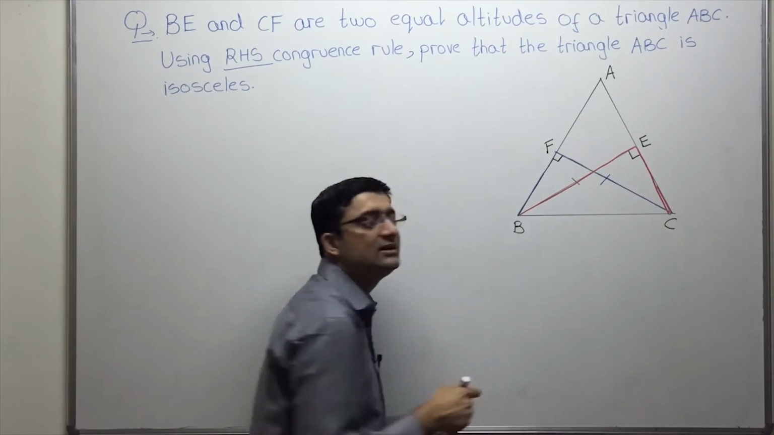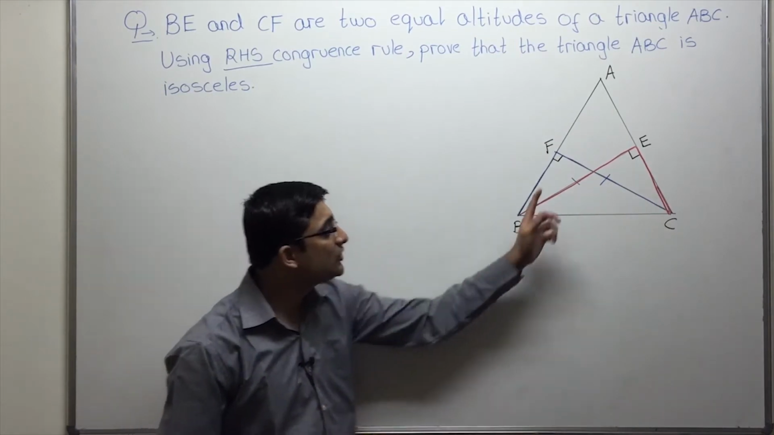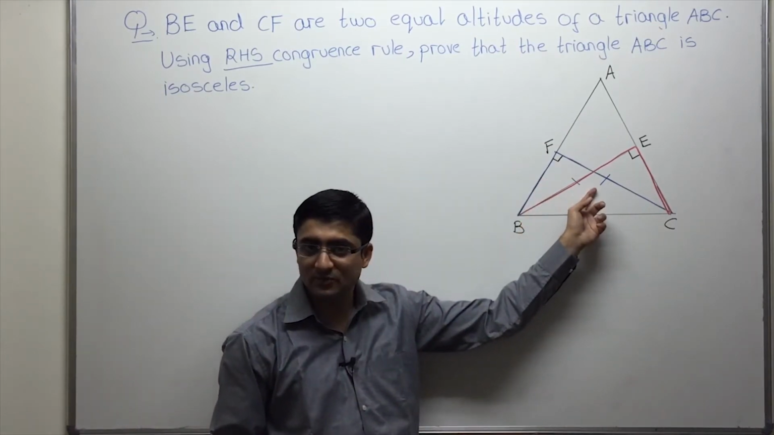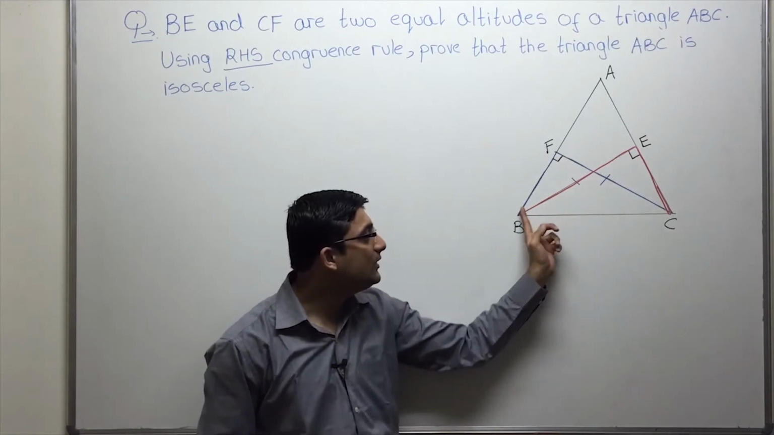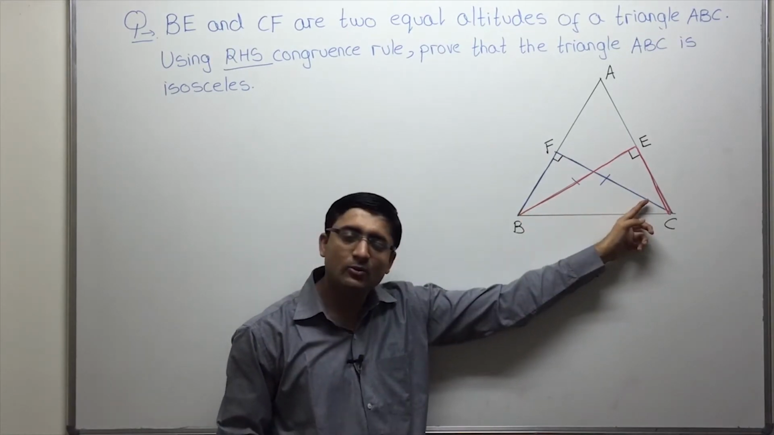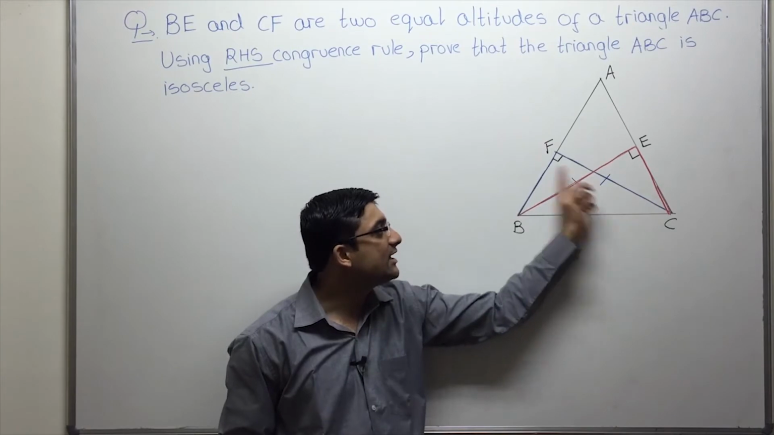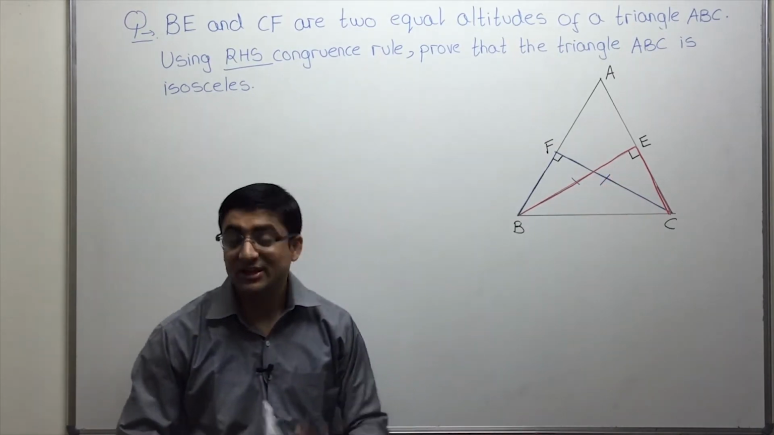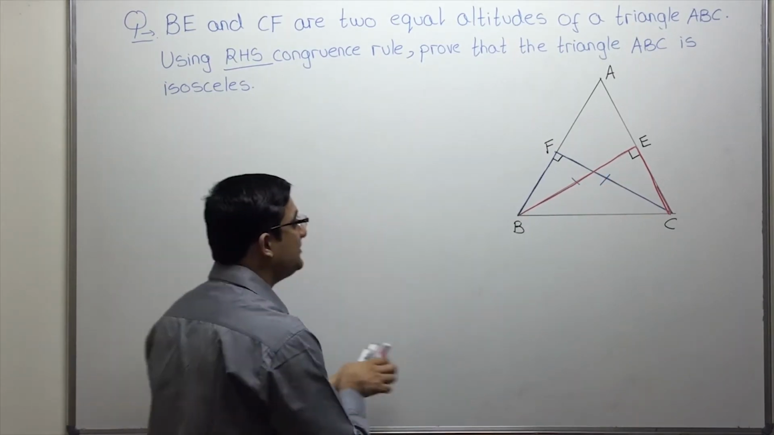BC over here is a common base. So if I can show these two right angle triangles to be congruent, then we'll get angle B is equal to angle C. The moment I get two equal angles in a triangle, sides opposite to them will also be equal. So that is the thought process. Now let's begin.